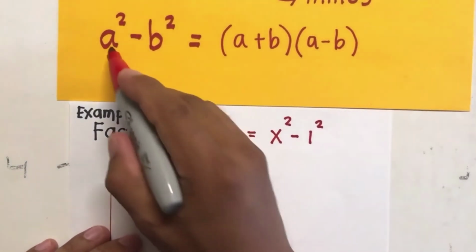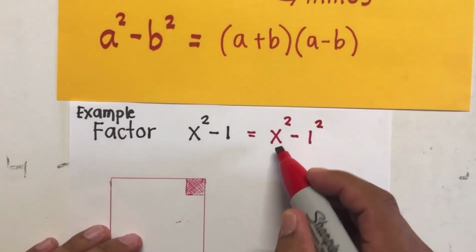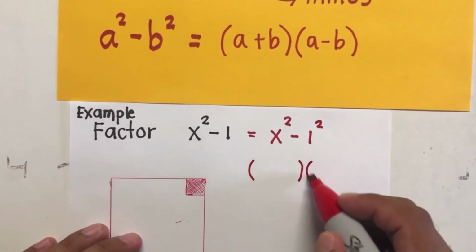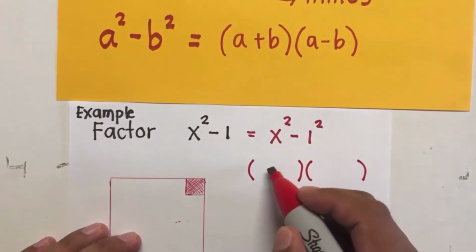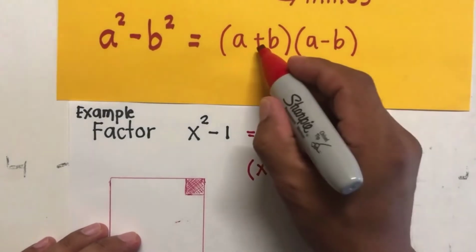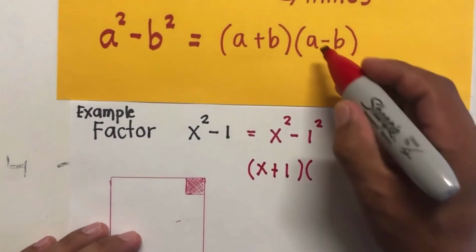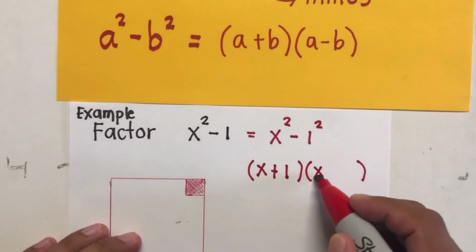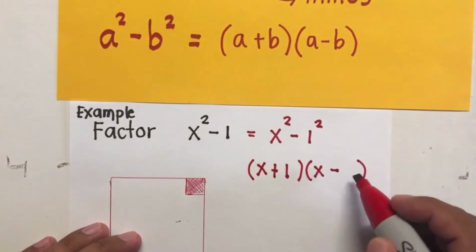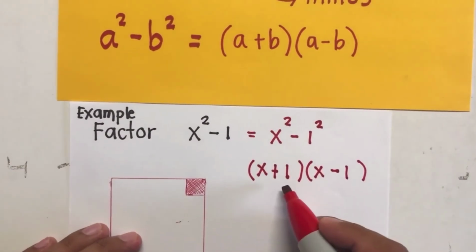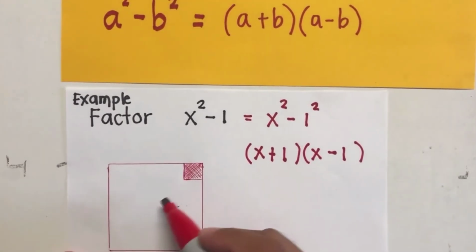And now that we have this a squared minus b squared form, our a would be the x, and our b would be the 1. So our a is x, plus our b is 1, and then a minus b. X is our a. This time you have the minus, and then our b is 1. So x plus 1 times x minus 1 would now be the area of this unshaded region.